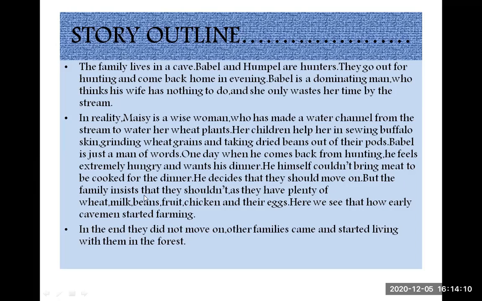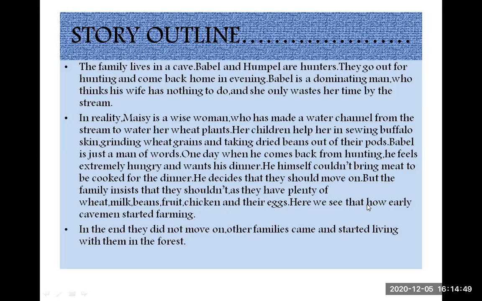But the family insists that they shouldn't, as they have plenty of wheat, milk, beans, fruit, chicken, and their eggs. But at that time, his family tells him that they should not move on because they have plenty of eatables. They have a cave or a store full of wheat. They are getting milk from animals, and they have grown some beans, they have grown fruit trees, and they are keeping chickens from which they get eggs, and they can even get the meat from chickens as well. So he feels so happy.